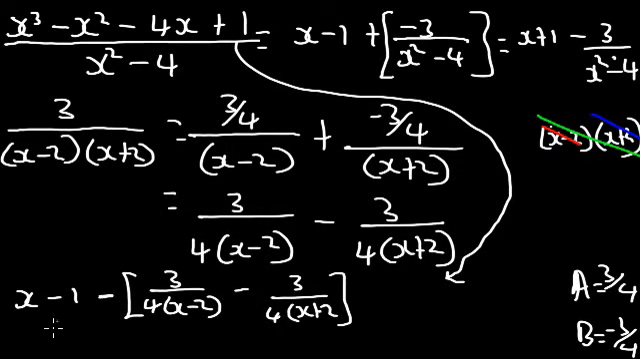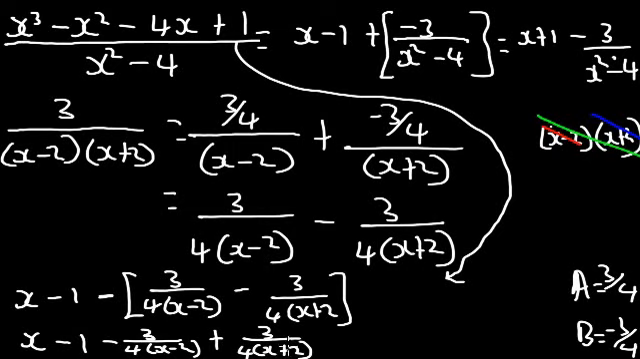So by the time we expand the bracket, we will eventually see that the final answer will be x minus 1 minus 3 divided by 4 in the bracket of x minus 2, then plus 3 divided by 4 in the bracket of x plus 2. And that will be our final answer. Hopefully you can figure that out.